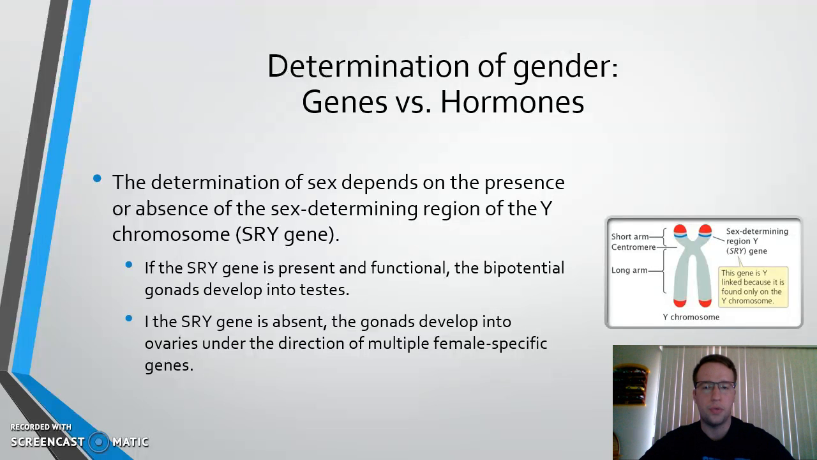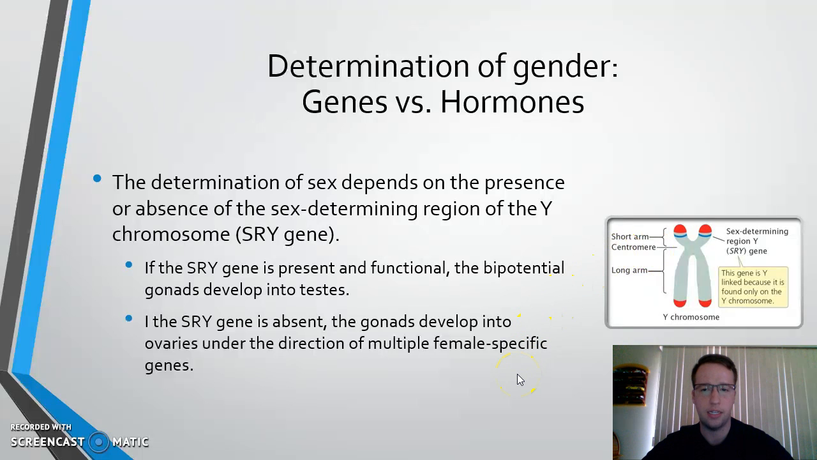So now getting into more of the genes and hormones that will guide the determination of gender. The determination of sex will depend on the presence or absence of the sex-determining region of the Y chromosome. So here is a picture showing the Y chromosome, pointing right here, the sex-determining region, so the SRY gene is actually right there.